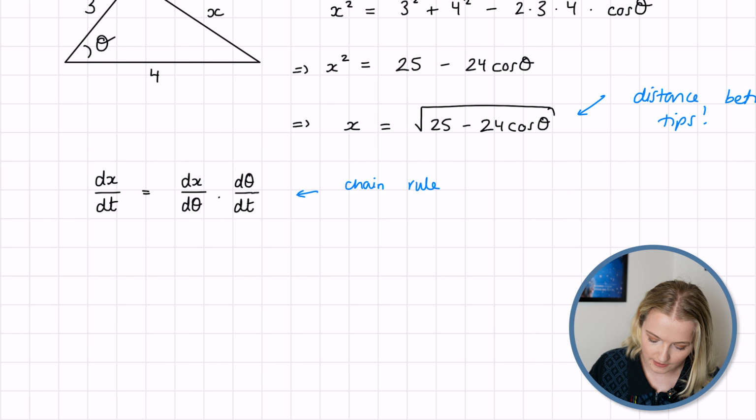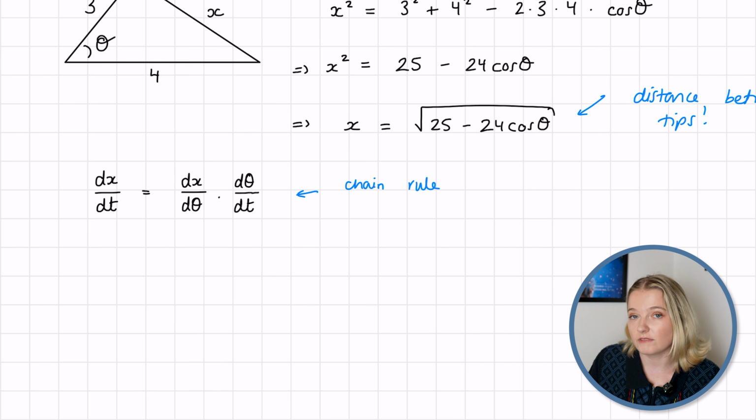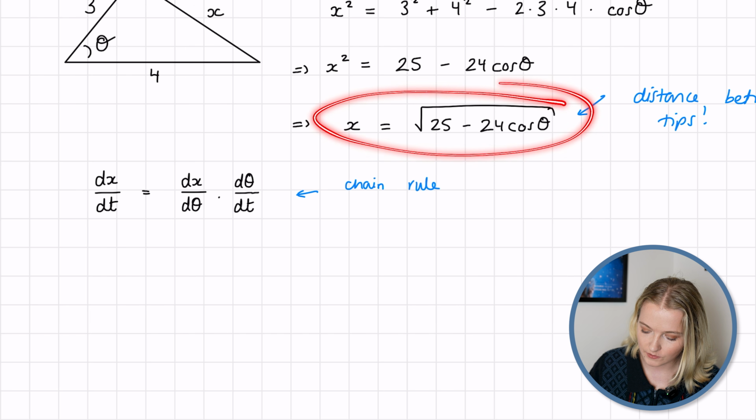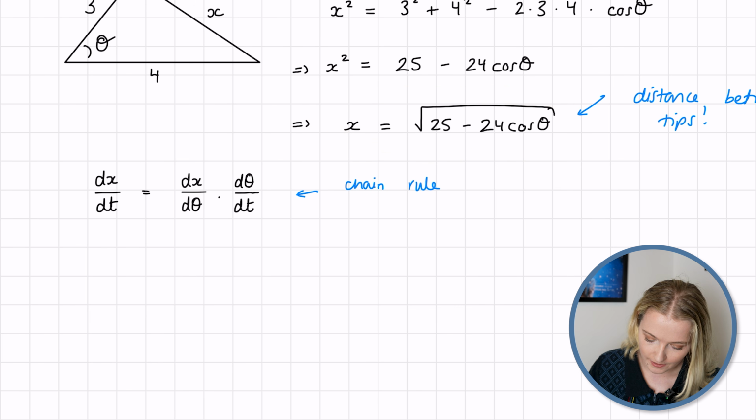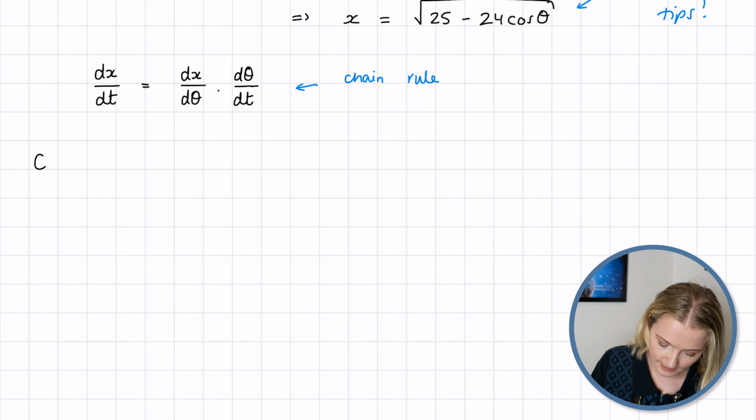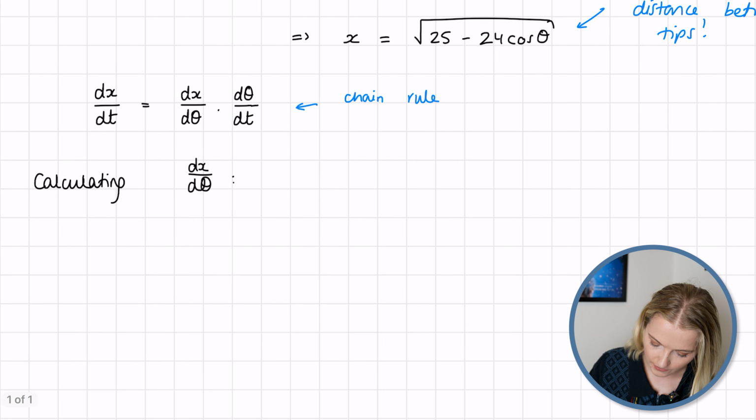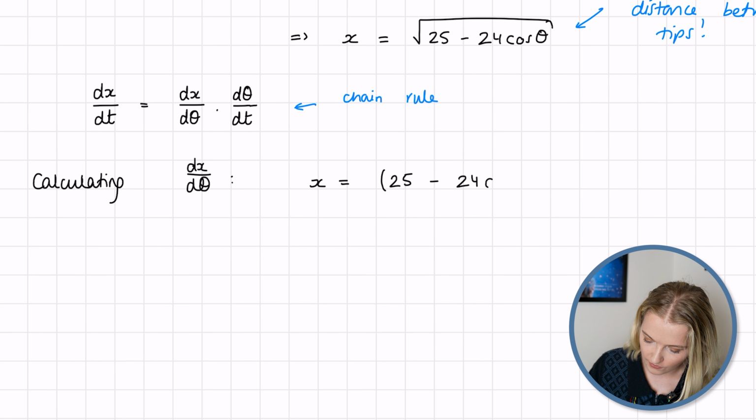What we're interested in is this dx by d theta, because we have this form for x. We know we have x in terms of theta. And so calculating this should be relatively straightforward because we have this really nice expression for x here. So let's do that then. I will put calculating dx by d theta. Okay, so I'll just put here for the sake of the video that x is 25 minus 24 cosine of theta, all to the power of a half.